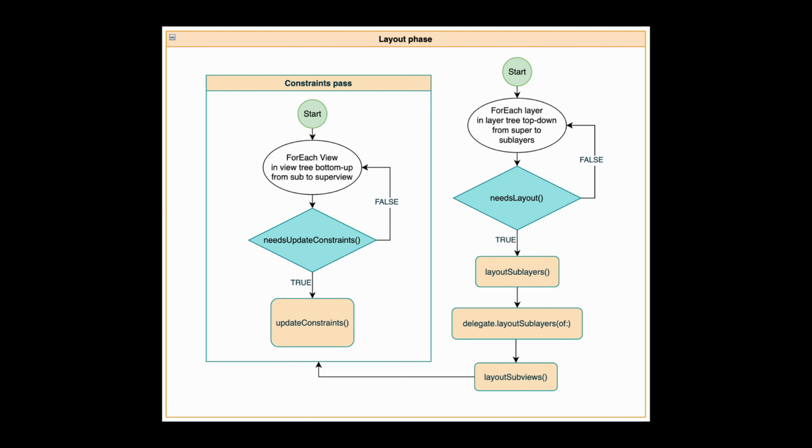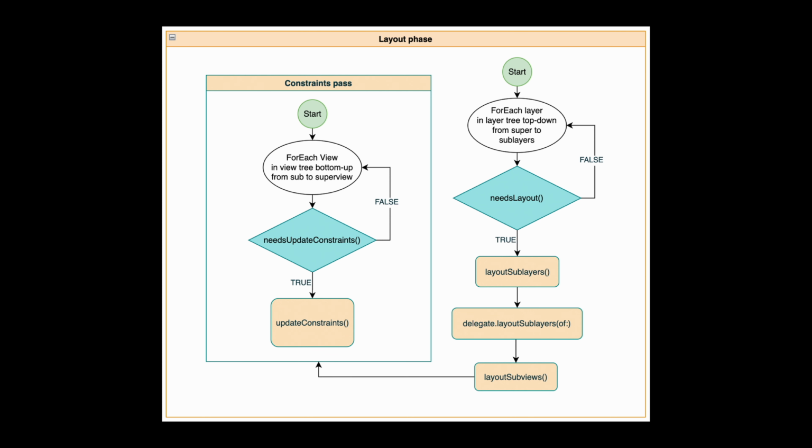The default implementation of the layer's layoutSublayers calls the layoutSublayers method of the layer's delegate object if it's implemented. As we mentioned above, UIView sets itself as the CALayer delegate of its backing layer. UIView implements the layoutSublayers method of the delegate and calls the UIView layoutSubviews method inside it.